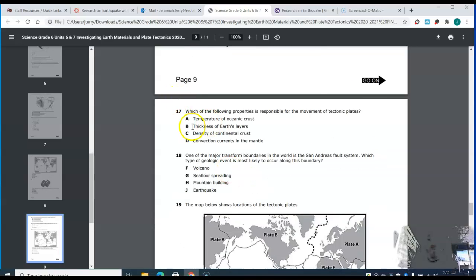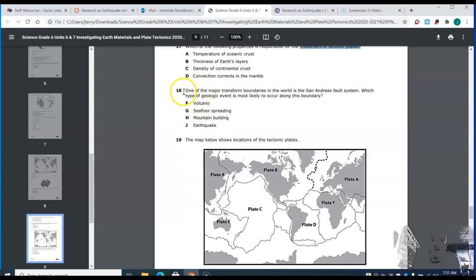Number 17, 3 more questions, almost done. Which of the following properties is responsible for the movement of tectonic plates? Is it A, temperature in the oceanic crust? B, thickness of Earth's layers? C, density of continental crust? D, convection currents in the mantle? What causes the tectonic plates to move?